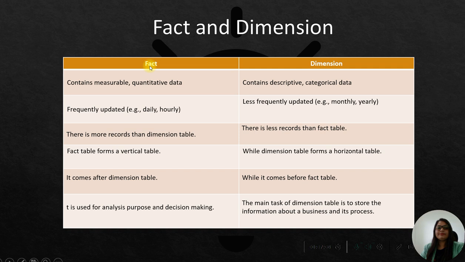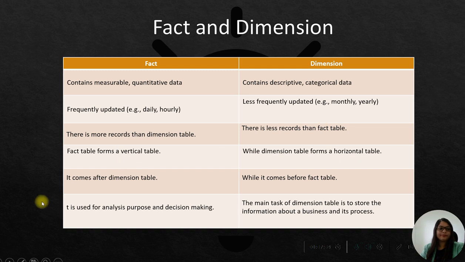So what is the difference between fact and dimension? This is also a common interview question. The fact table contains measurable and quantitative data. The dimension table contains descriptive and categorical data. The fact table is frequently updated, for example daily or hourly. But the dimension table is less frequently updated, monthly or yearly.